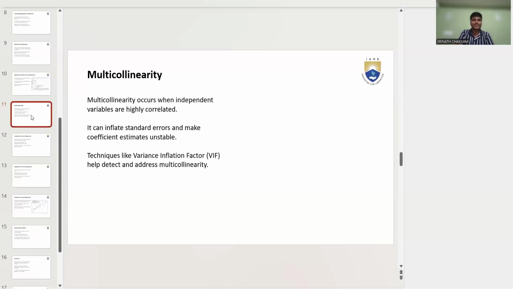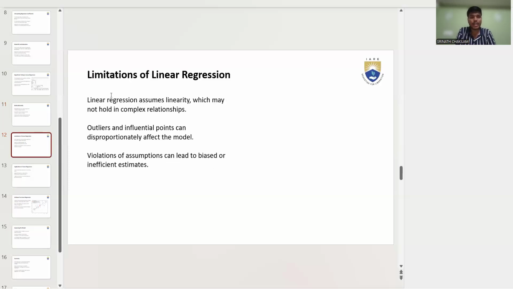Multicollinearity occurs when independent variables are highly correlated. It can inflate standard errors and make coefficient estimates unstable. Techniques like variance inflation factor, called VIF for short, help detect and address multicollinearity. This is called multicollinearity. And next is the limitations of linear regression.